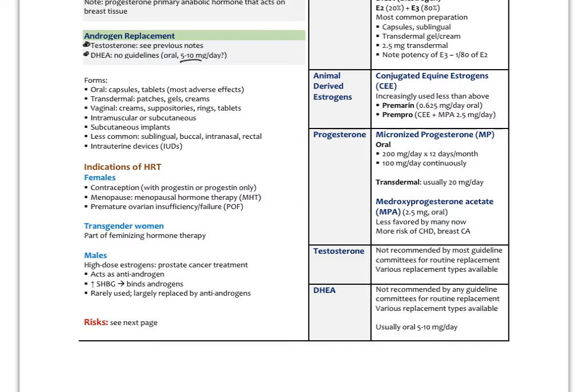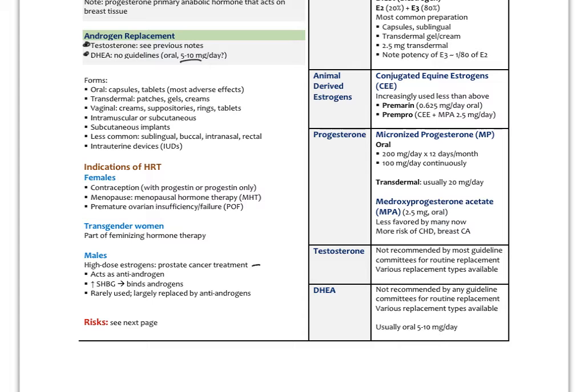And then premature ovarian failure, which we'll talk about in more detail, but basically that's failure of the ovaries before the age of 40, so no estrogen is secreted, and that can lead to significant problems with osteoporosis and increased cardiovascular risk, together with all the vasomotor symptoms like hot flashes. It's used in transgender women as part of feminizing hormone therapy. And then in males, high-dose estrogens might be used in some cases of prostate cancer treatment. I just put that there for completion. I don't see that commonly used.